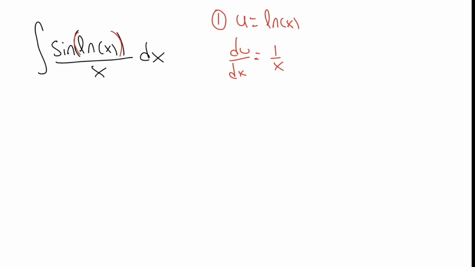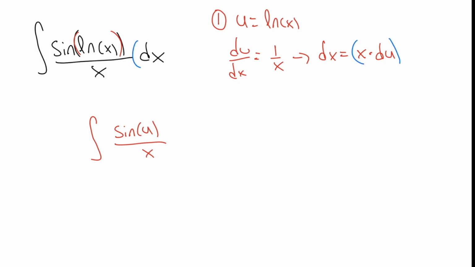Taking the derivative, du over dx equals 1 over x, and if we rearrange to solve for dx, we get x times du. Then we plug things back into our original equation. Plugging in u for ln of x, we get sine of u over x. And then plugging in x du for dx, we get x times du.